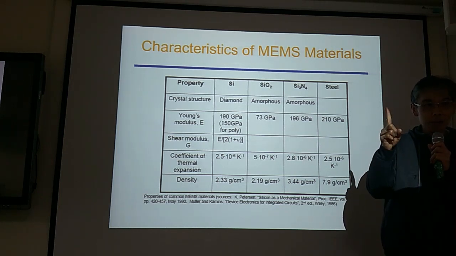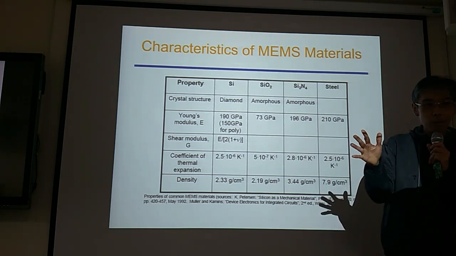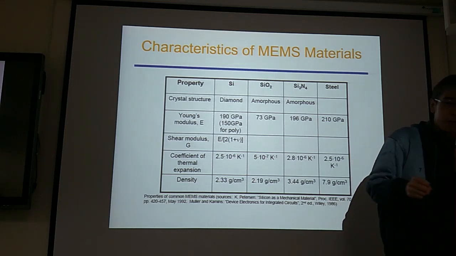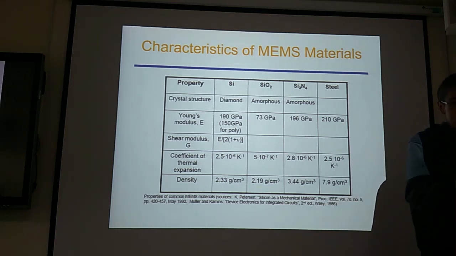Single crystal or multiple crystals? Hugh, what's your answer? Polysilicon means we have several crystals in the structure of the material, so we say it's polysilicon.